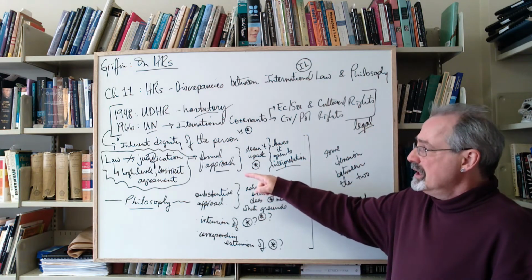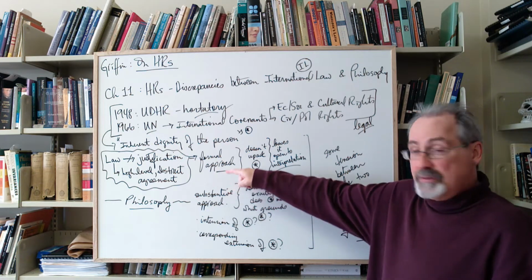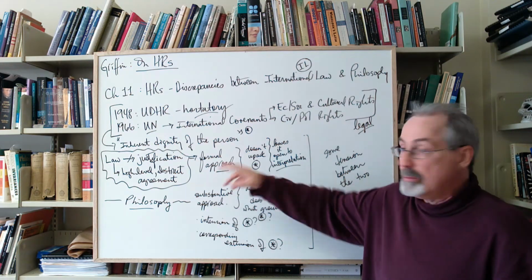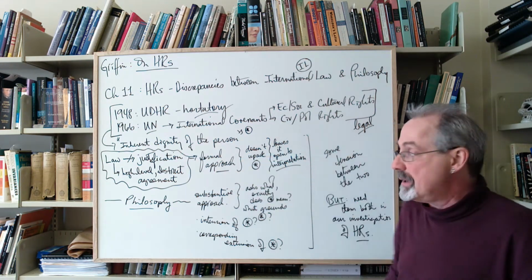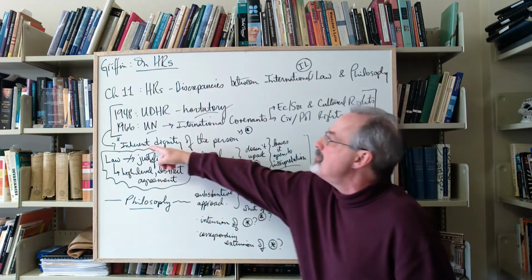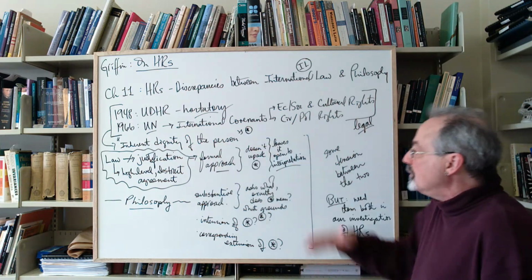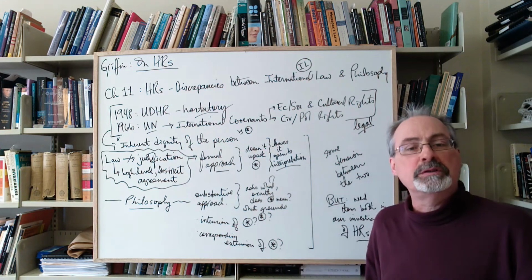In other words, this is what we've seen before. This is more of that formal approach. And Griffin talked about that. And if the formal approach doesn't ring a bell, you'll have to go back to some previous videos. In other words, the formal approach won't really unpack what the term inherent dignity of the person means. It will leave it more or less open to interpretation.